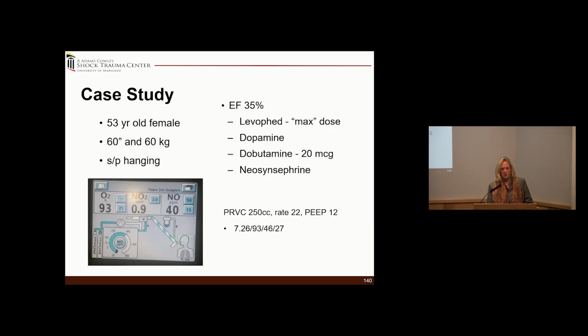So I just want to quickly run through a case study. This is a 53-year-old, 60 inches, 60 kilos, status post hanging. She was on nitric, norepinephrine at maximum dose, dopamine, dobutamine, neosynephrine. EF is 35%. Here are my current conventional settings, 726, 93, and then my PO2 is 46.